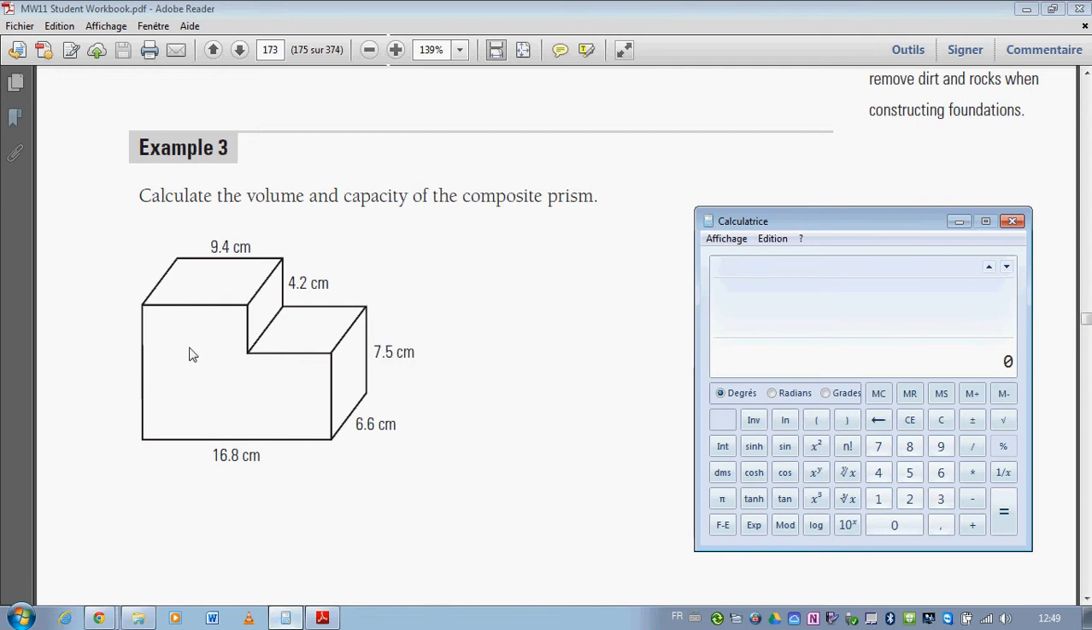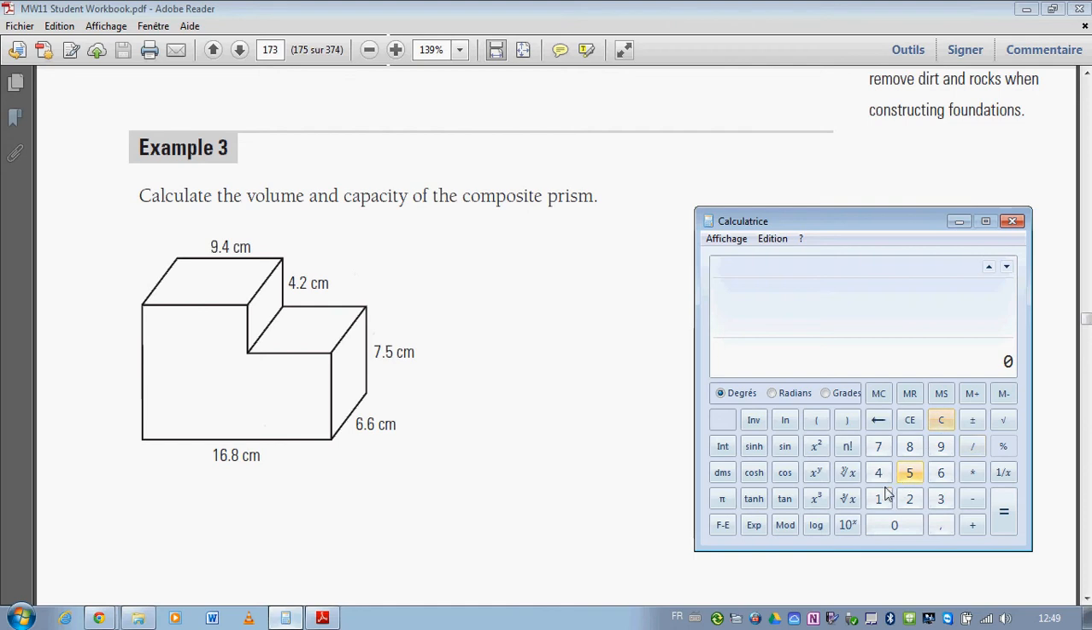I'm going to figure out the individual volumes of this little rectangle right here and this big rectangular prism down here. Okay, so I've got 2 rectangular prisms by drawing a line from here to here, and I can figure out their individual volumes and then add those together. Okay, so the volume of the bottom one will just be length times width, which gives you the area of the base, times height, which is 7.5.